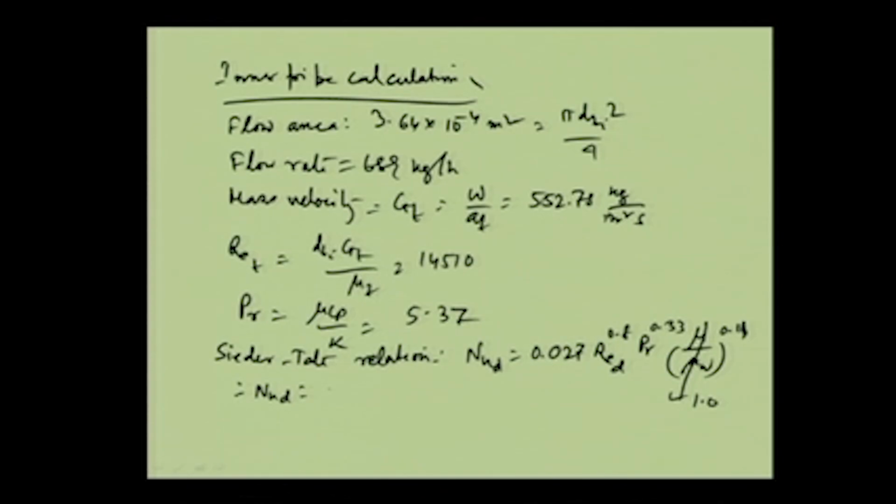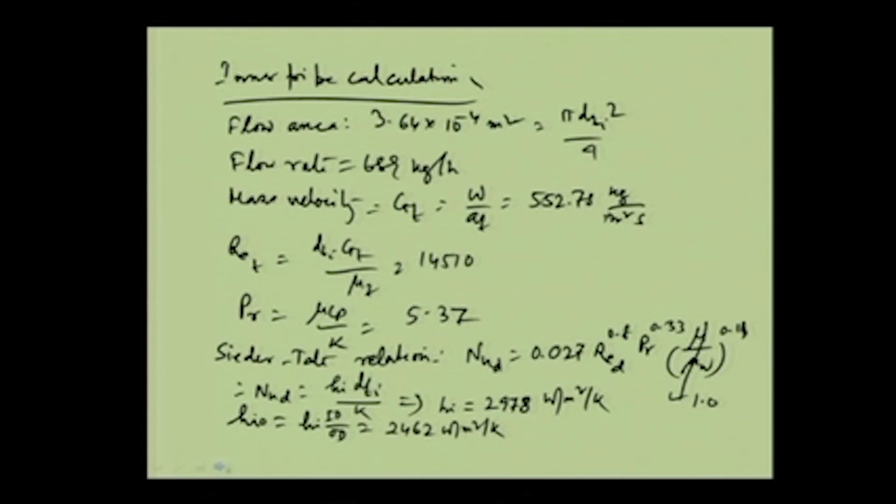And Nusselt number is equal to Hi into dTi by K. From here we can find out that Hi is equal to 2978 watt per meter square per Kelvin or per degree centigrade, whatever it is. And then HIO will be equal to Hi into Id by Od, and that is becoming 2462 watt per meter square per Kelvin. Okay. And then comes that annulus calculation.